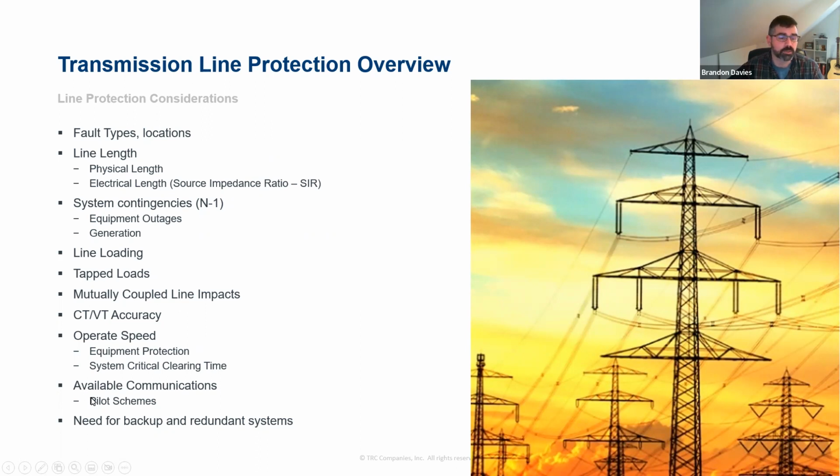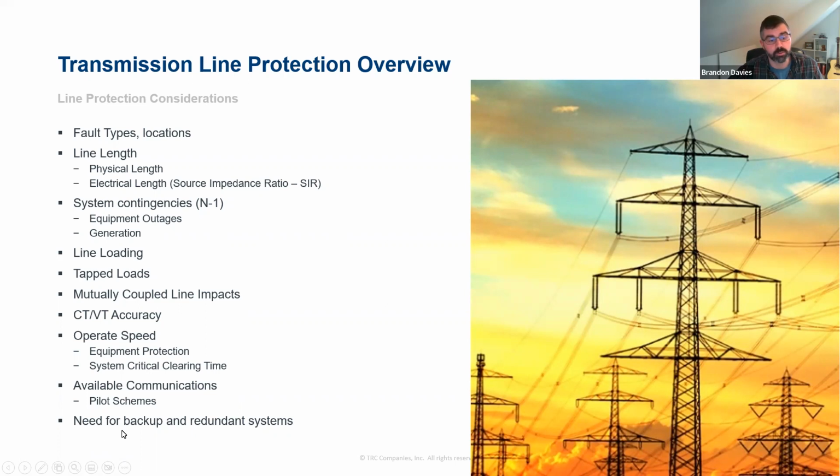And then when we go to plan what kind of scheme we want to apply, we need to think about what's available for communications between the stations on the line. So some of the first schemes we're going to be talking about are called step distance schemes that don't rely on communication. But if you want to do some of the more advanced schemes that have some security and reliability improvements and speed improvements, you might need communications between the two relays to be able to provide a certain type of protection that you might be looking to do.